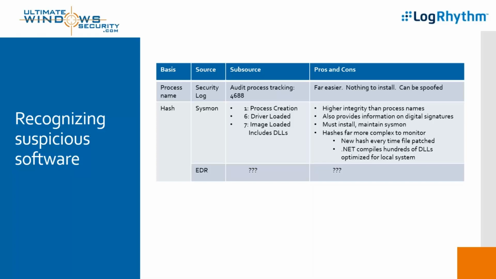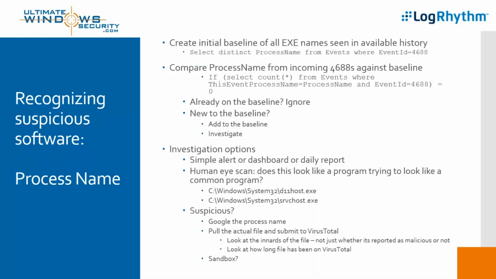I've done a bunch of webinars on Sysmon along with LogRhythm. But the three events would be process creation, driver loaded, and image loaded. Those three different events will give you the hash of every EXE and DLL that is executed on your system or loaded for potential execution. So let's drill into these a little more. With process name, here's what we'd want to do.